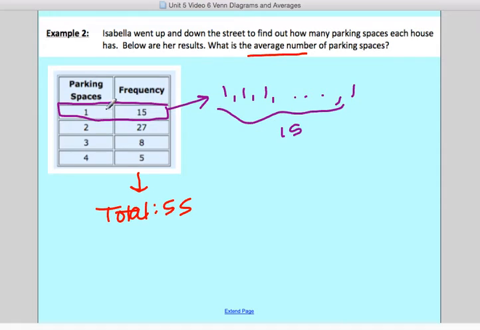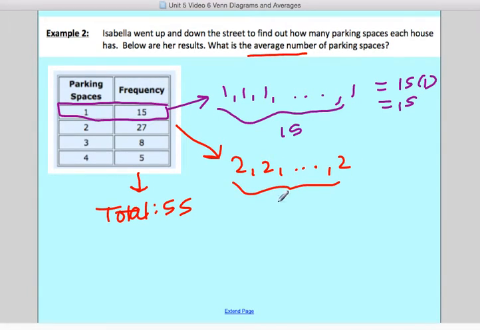So the way you can do this is to figure out, well, 15 times 1 is 15. So I added up this column. Here, there would be 2 listed out 27 times. This is why they used a frequency table, because they didn't want to list out a 2 27 times. So to figure out the total for this column, it would be 2 times 27, which is 54.